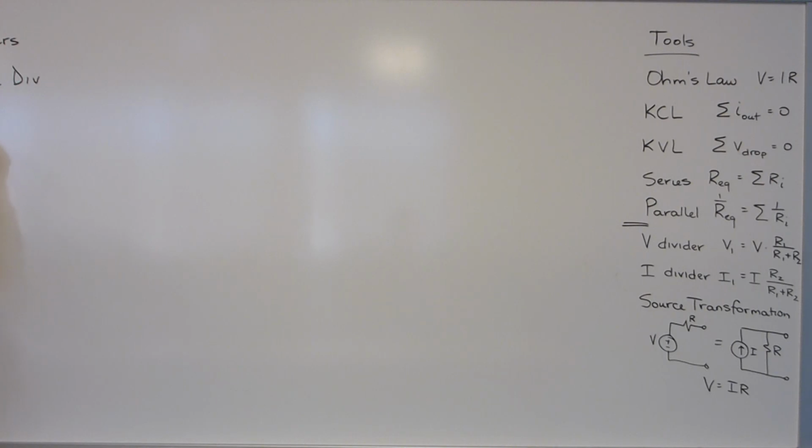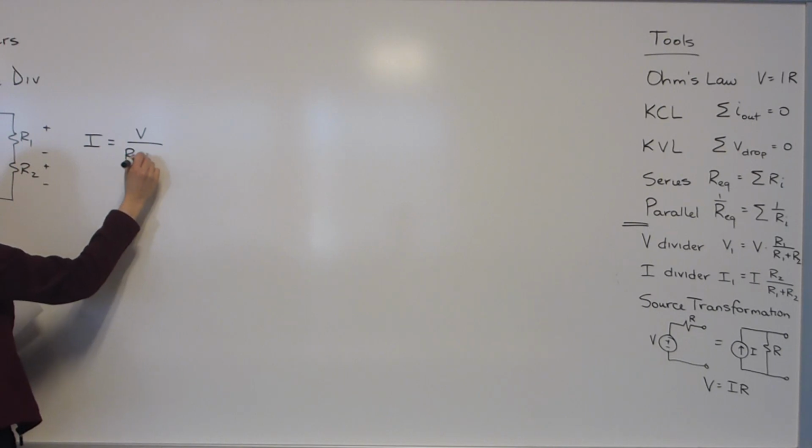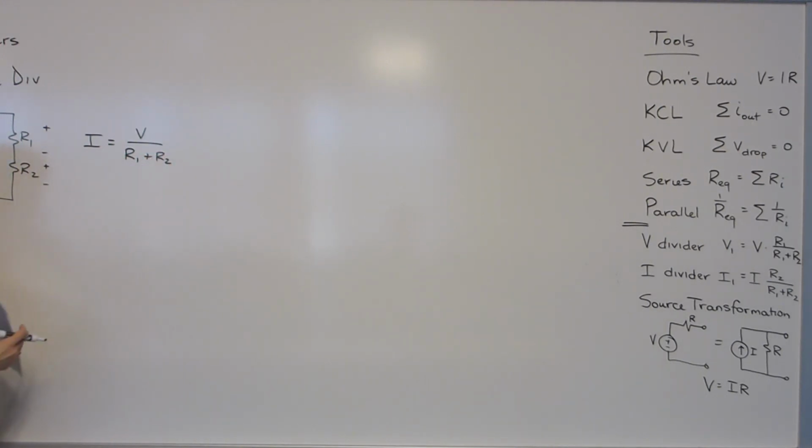And this is a case where you have something like this. You have a circuit in series, and you want to know the voltage drop across each one of these resistors. Well, the first thing you could do is find the current through them. That's just going to be the voltage divided by the total resistance.